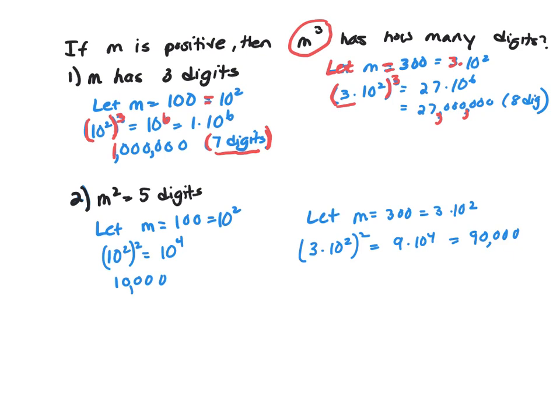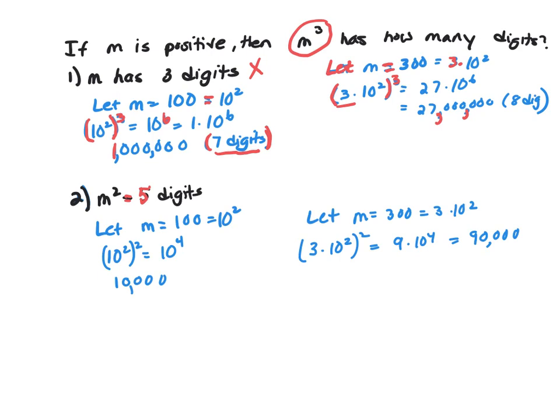Might have 7, might have 8. Who knows, it might have 9. All right, so clue 1 does not work by itself. Now, let's do clue 2. Clue 2 is m squared equals 5 digits. When you square whatever number you choose for m, it gives you 5 digits. So let's double check. Let's try to use the same numbers we used in clue 1.